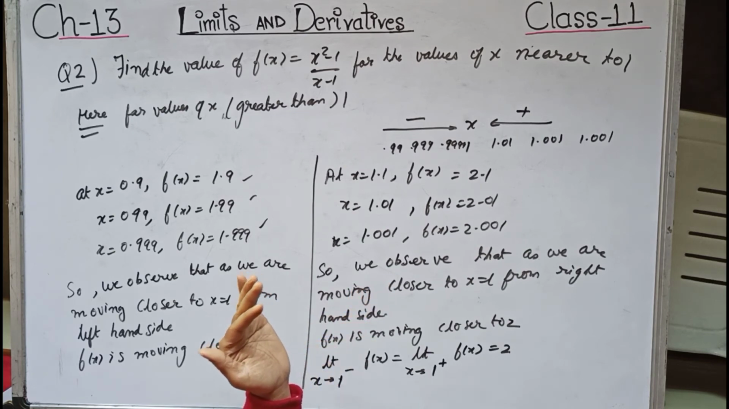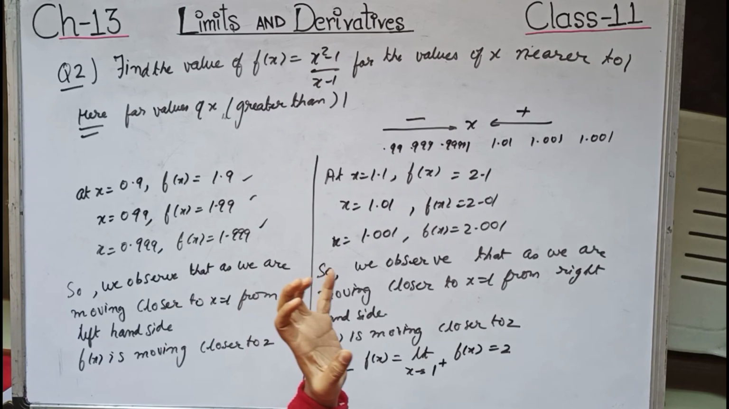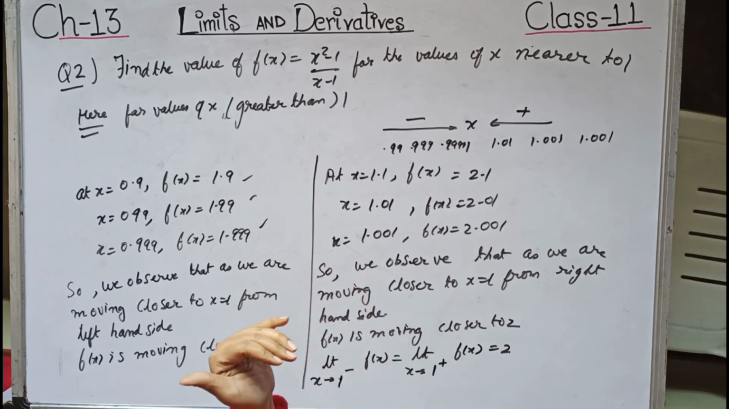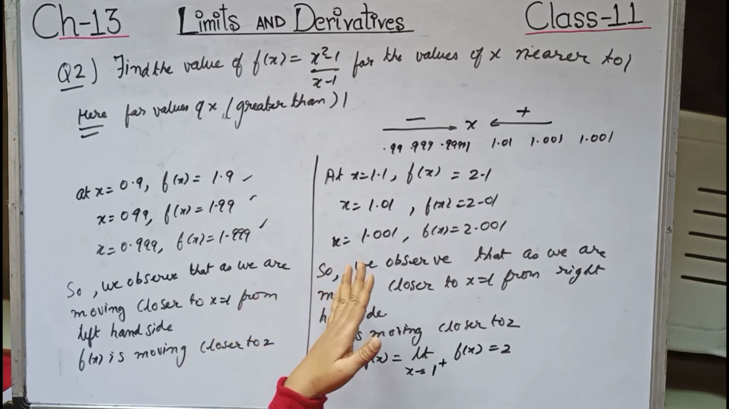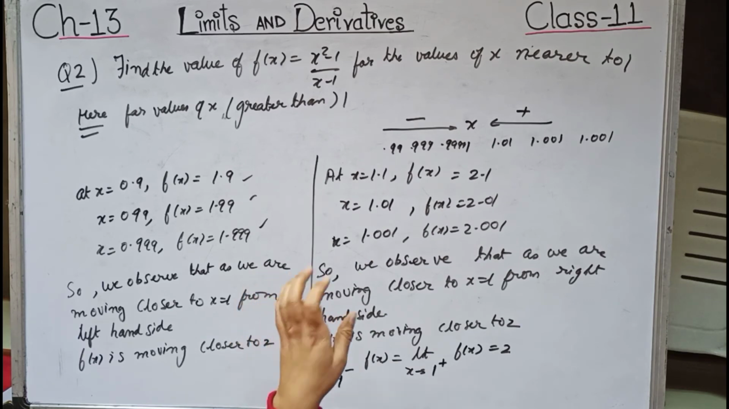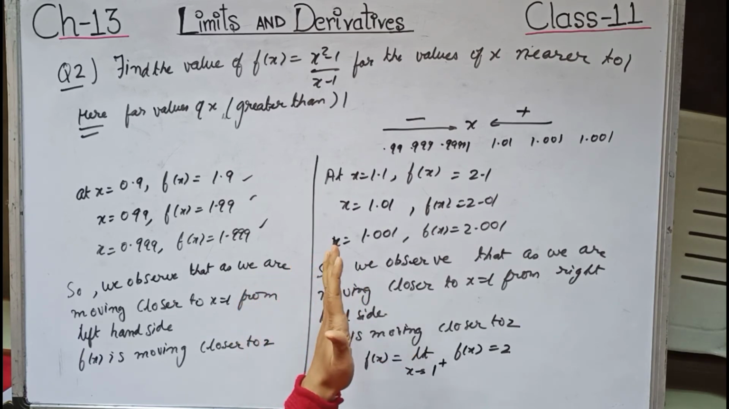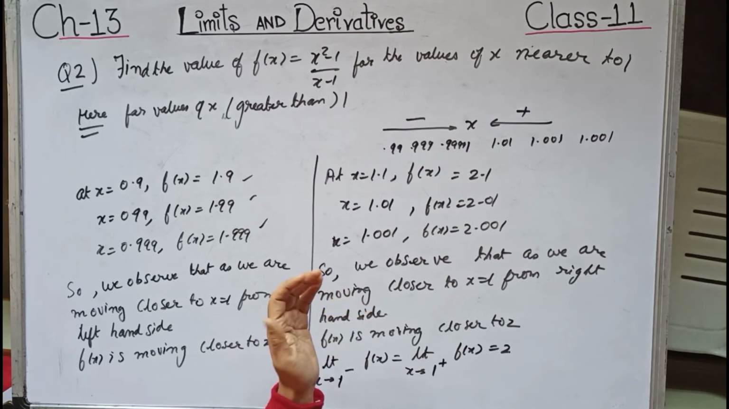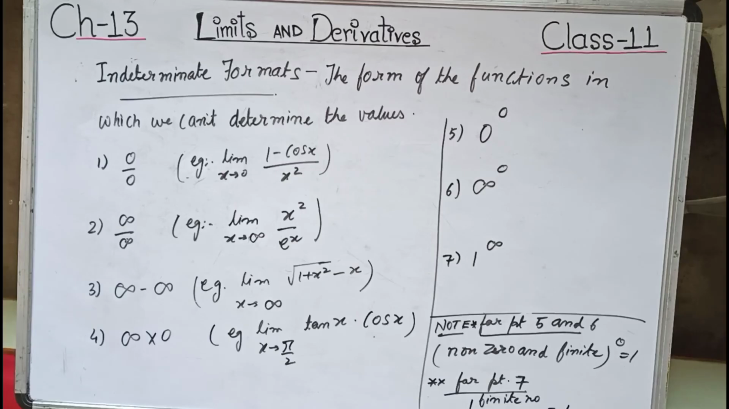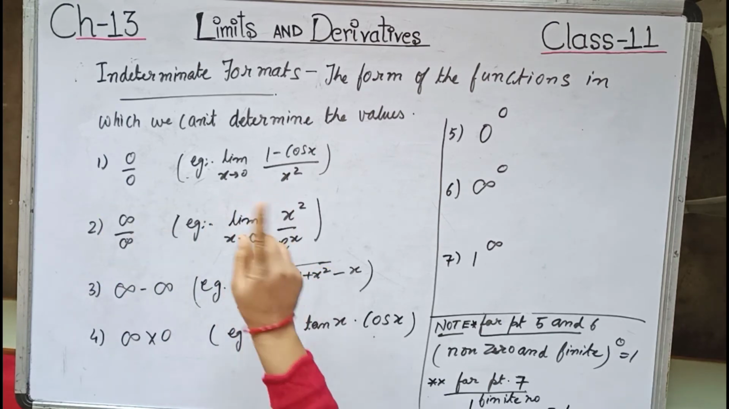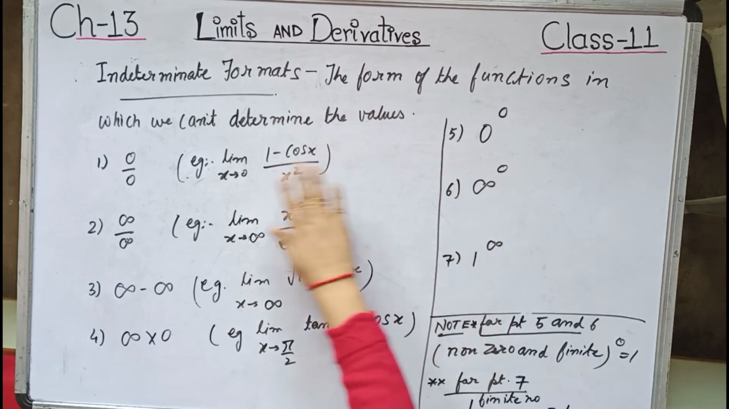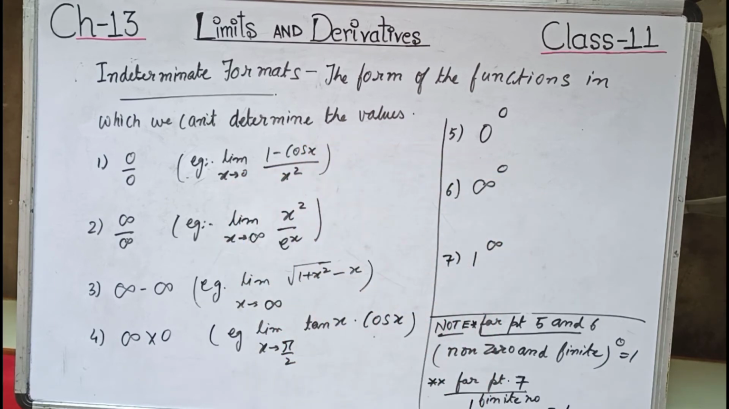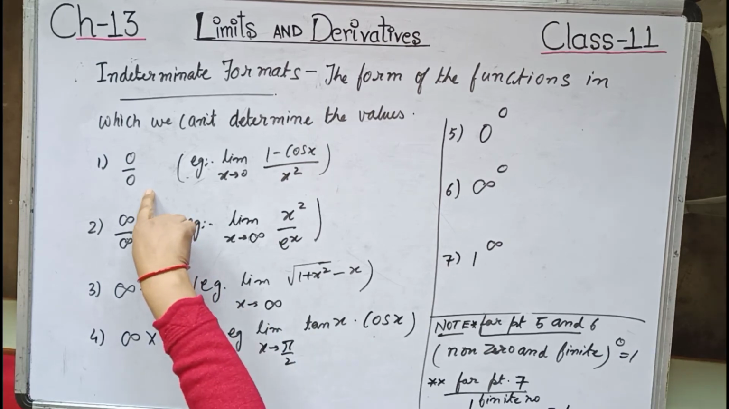So let us first know the forms of the indeterminate forms or undefined forms. Now there are 7 forms of indeterminate forms of a function or undefined forms of a function. So children, now let us understand the indeterminate forms. If we define them, indeterminate forms are the forms of the functions in which we can't determine the values. Now as I was saying, there are 7 indeterminate forms. The first one is 0 by 0.